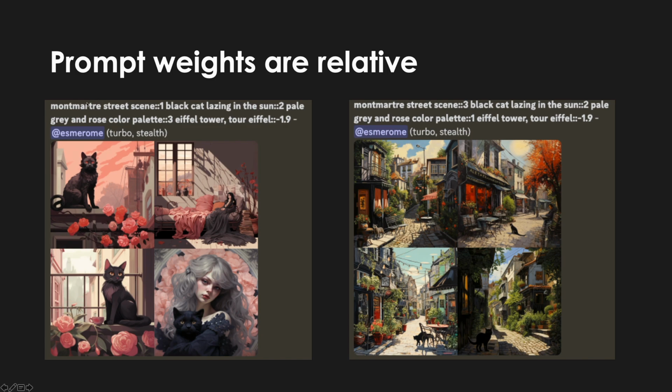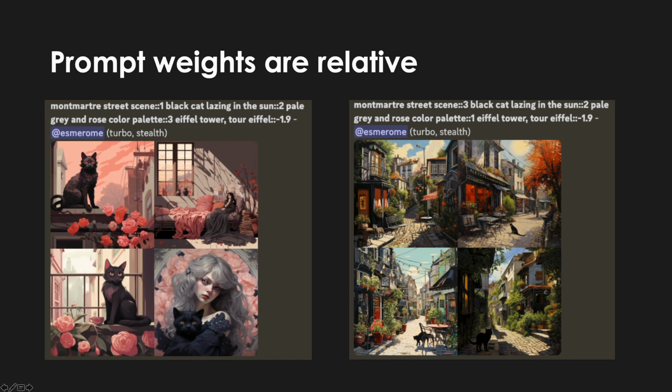So in this one, on the left, the prompt with the highest weight is the pale gray and rose color palette, with a weight of 3. The black cat is weighted at 2, and Montmartre is 1. So as you can see, it's got a lot of roses, it's got a lot of pale gray.